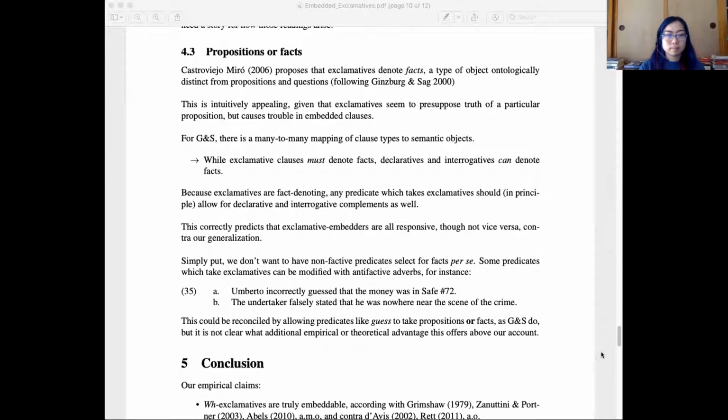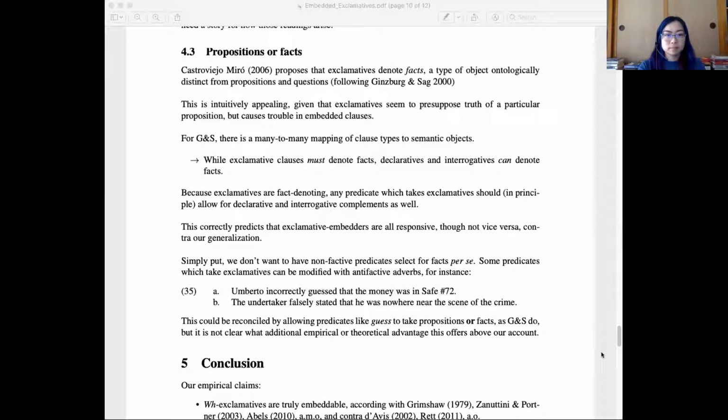And finally, the final alternative we want to consider is the view of Castroviejo-Miro in her dissertation that exclamatives denote facts, which are taken to be ontologically distinct from propositions and questions in the sense of Ginzburg and Sag. So, glossing over some of the details, this is intuitively appealing because exclamatives seem to be factive, so it's quite reasonable to think maybe they denote facts. And in Ginzburg and Sag's view, there's this many-to-many mapping of clause types to semantic objects, whereby exclamatives always denote facts, and declaratives sometimes denote facts, and interrogatives also sometimes denote facts.